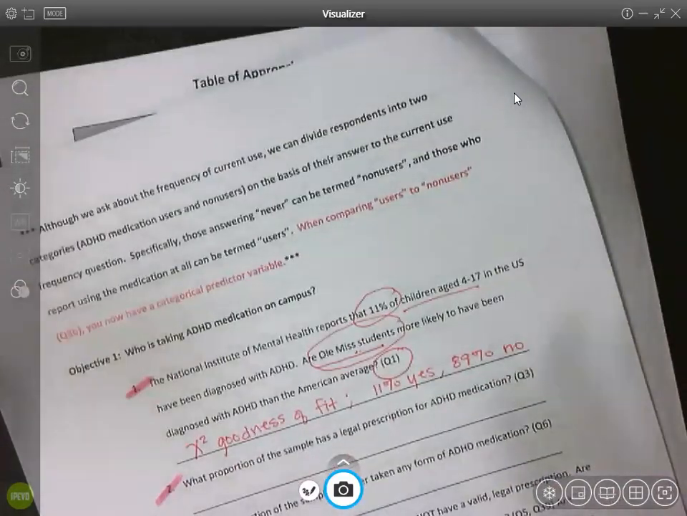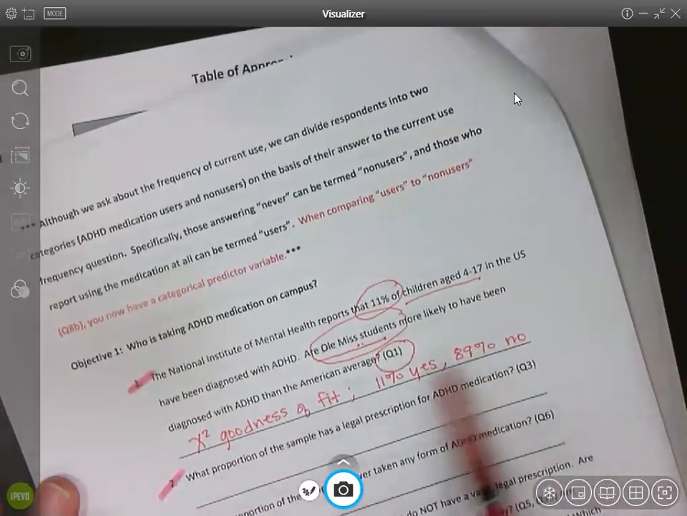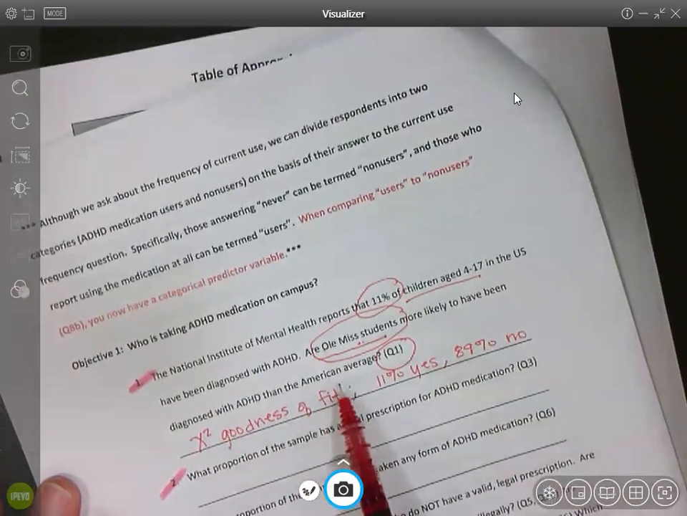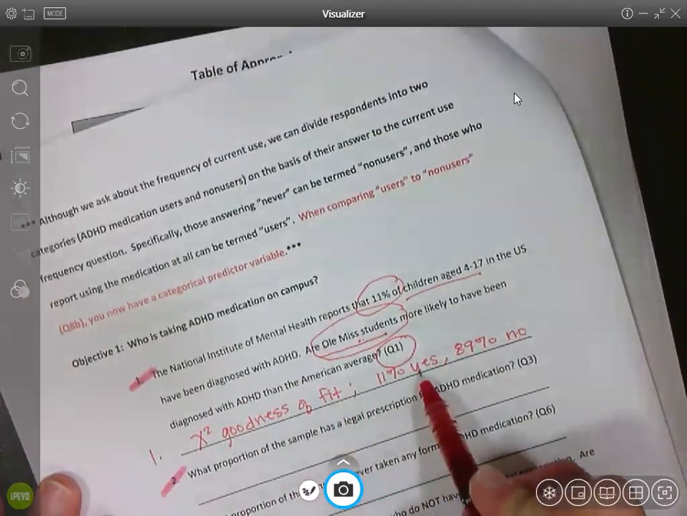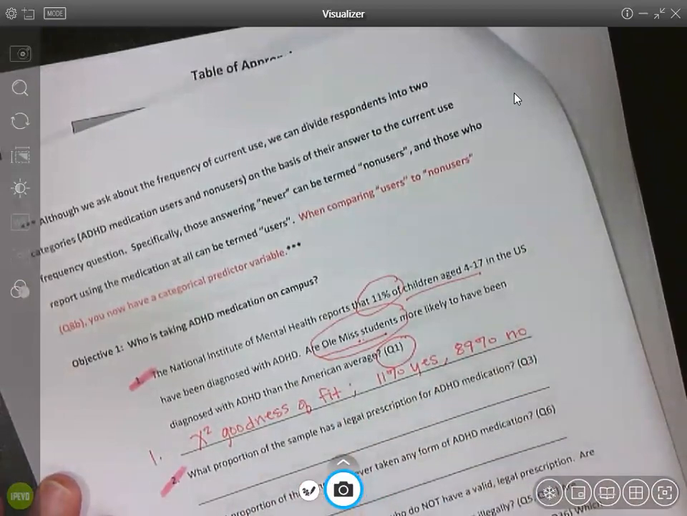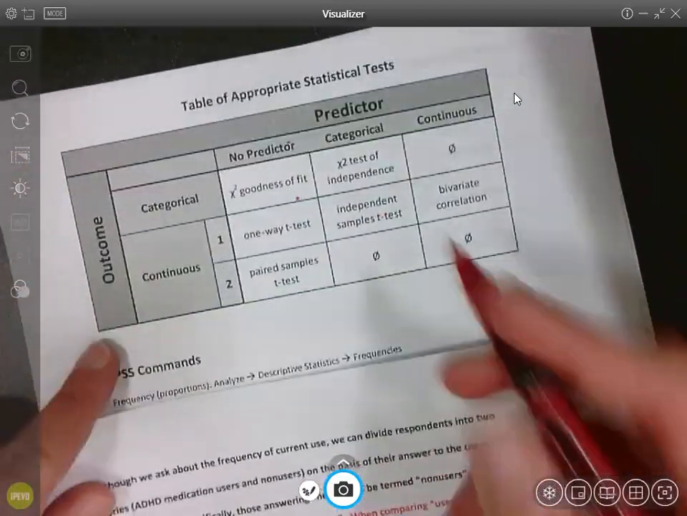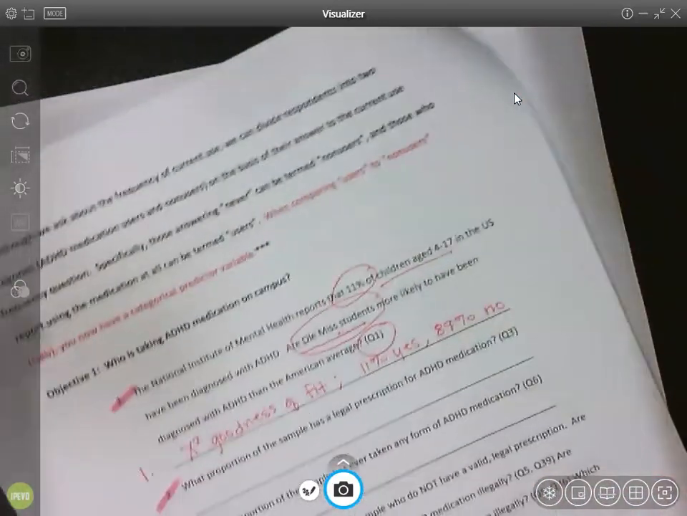But for the data analysis plan, all you have to answer on your Word document is number 1, chi-square goodness of fit, 11% yes, 89% no. So that is one of our kinds of tests now. I'll put a check mark here.